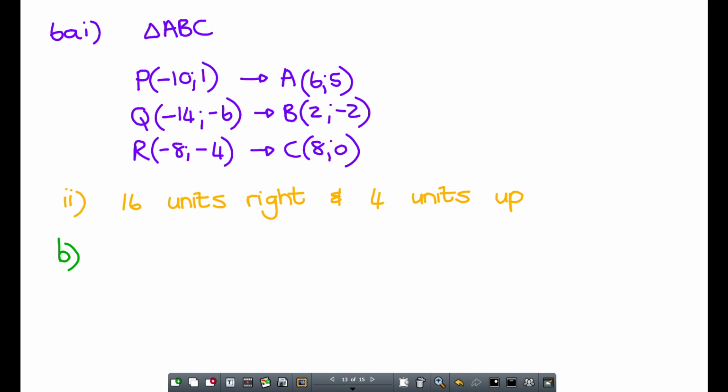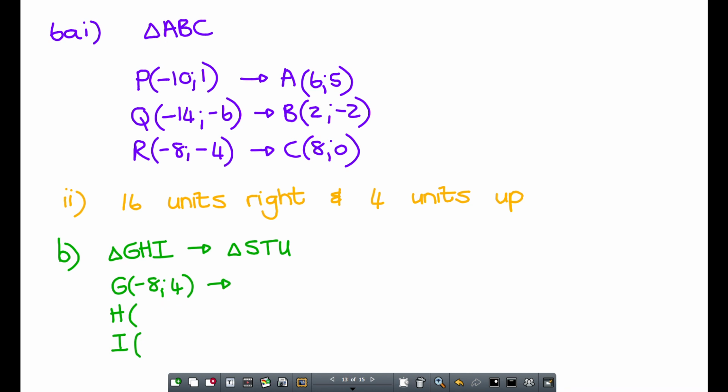Okay, Brandon. B. Repeat the questions in A but apply them to triangle GHI. So triangle GHI. Okay, that is the red triangle. That became what? STU. Good. Okay, so G was minus 8 and 4. Oh, sorry, 5.